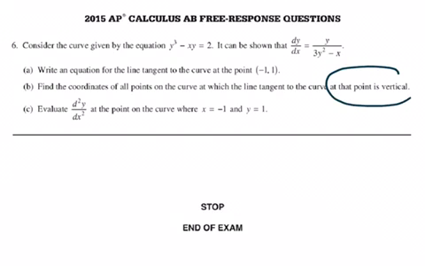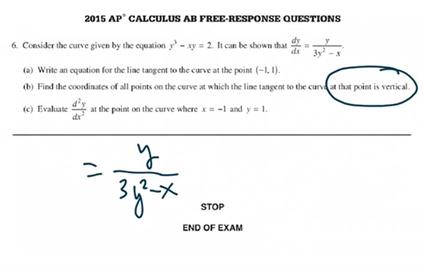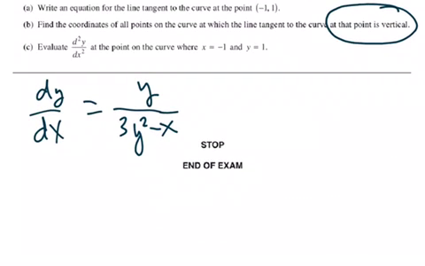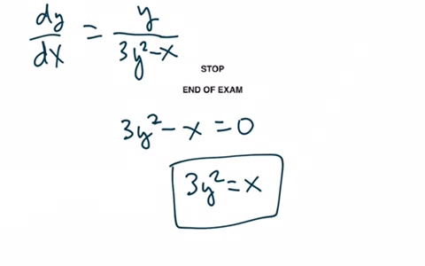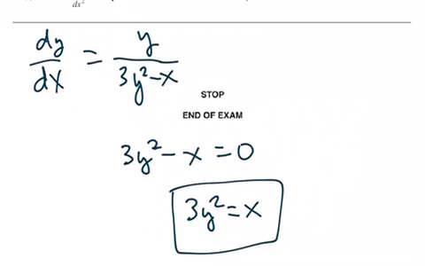A line that is tangent to the curve at a point and is vertical means the slope is what? Well, a vertical line has an undefined slope. That means if I take dy/dx equals y over 3y squared minus x, which is the slope, I have to ask myself, when does this equation become undefined? Well, that's when the denominator is equal to 0. So if the denominator is equal to 0, then 3y squared equals x. And this is the relationship I'm going to use to answer the question.